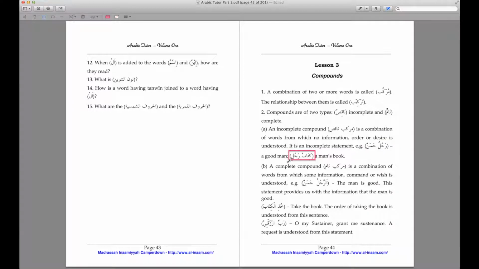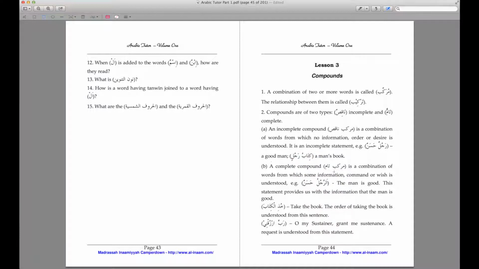Kitabu rajulin or kitabu Zaid. If it was kitabu Zaidin, we'd know it's Zaid's book. We know who Zaid is. In this case, we don't know who the man is. Kitabu rajulin, a man's book. We don't know anything specific about it, or where the man is, or where the book is, what they're doing, and so on.